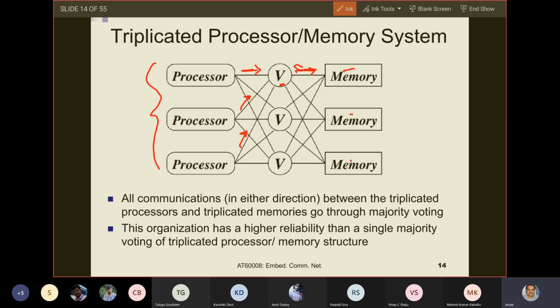Why all three memories? Because these links are bidirectional, as I said. The output is coming to this memory, going to this memory, and also going to this memory. Similarly from all the other voters as well. On the other side, suppose the processor now wants some data from memory. The data is fetched from all three memories and goes to all the voters. It is voted, and the voted output goes back to the processor. So again, you are getting a voted output, right?